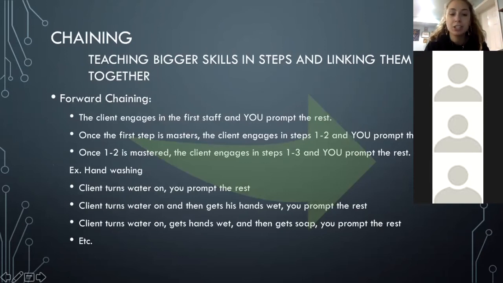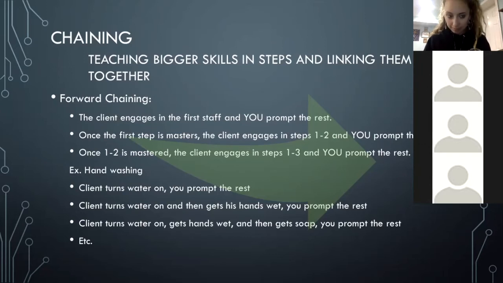Okay. Our next procedure is called chaining. So this is teaching bigger skills in steps and then linking them together like a chain, okay? So when we teach this, we often go with hand washing because it's really easy and it's something we all have to learn how to do. So we're gonna start off with forward chaining. We have forward chaining, backward chaining, and total task chaining. Those are the ones you're gonna need to know for the exam.